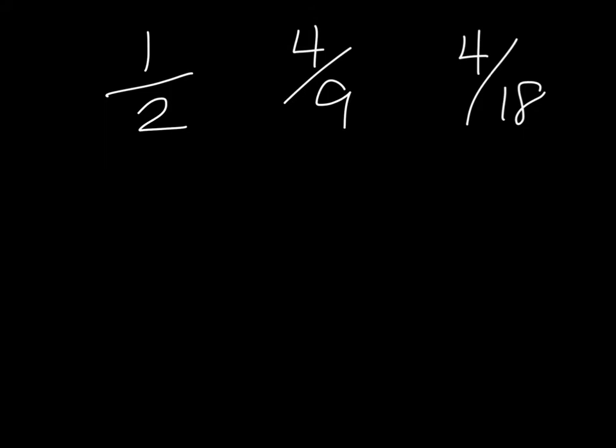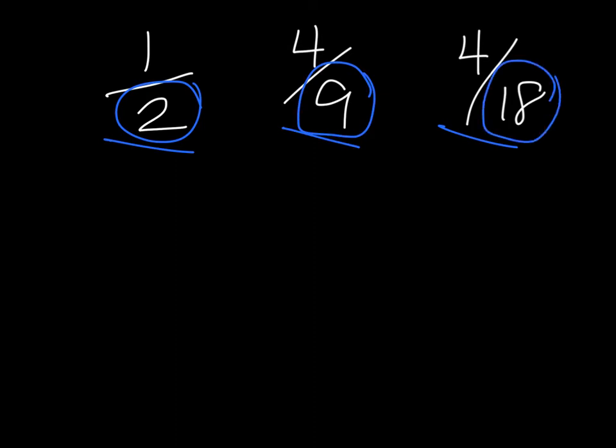But the thing that you'll notice about these fractions is I have 1/2, 4/9, and 4/18. And so what do you notice about those fractions? If you notice that the denominator is different in all of them, you are correct. I have a 2, I have a 9, and I have an 18. So in order to compare these fractions, I have to change the denominator to a common denominator. Usually if you know your facts, it will help you with this.